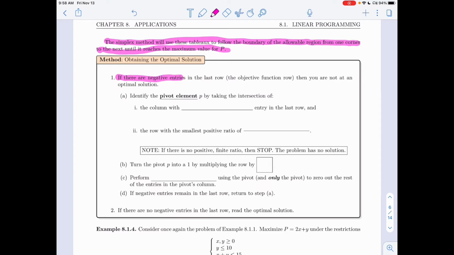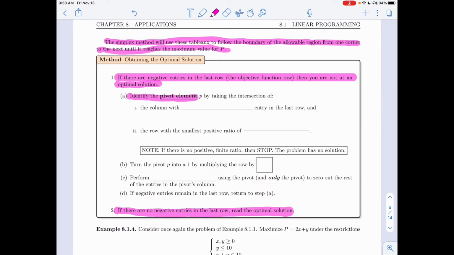If there are negative entries in the last row, so that's the objective function row, the row that corresponds to the function that we're trying to maximize, then you're not at an optimal solution. If there are no negative entries in the last row, then you are, and you can stop. All right, so if there are negative entries, then you need to pivot.